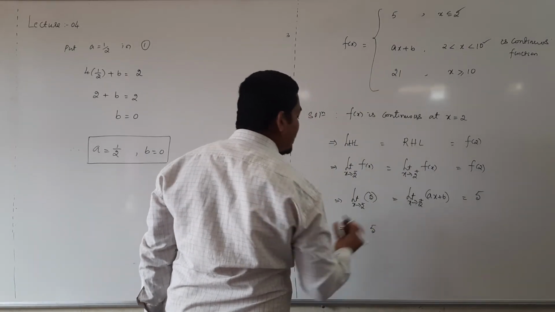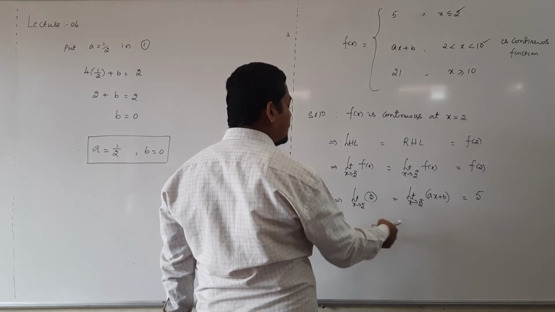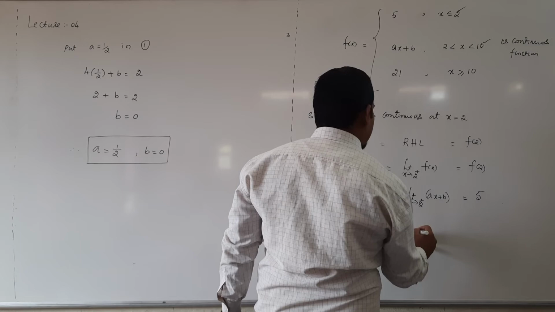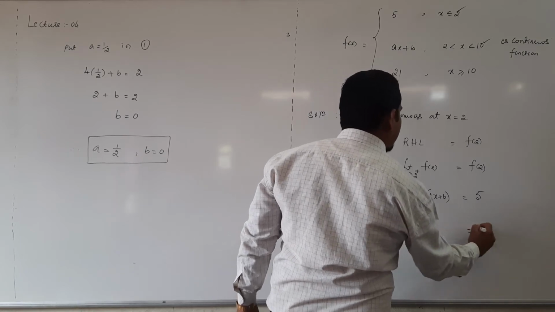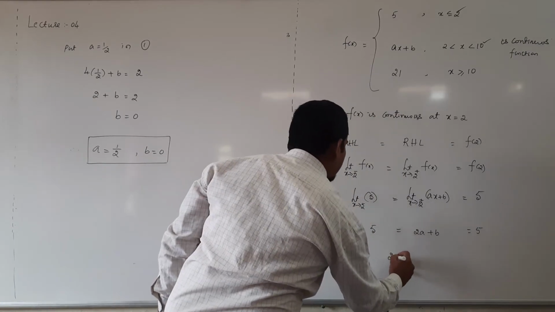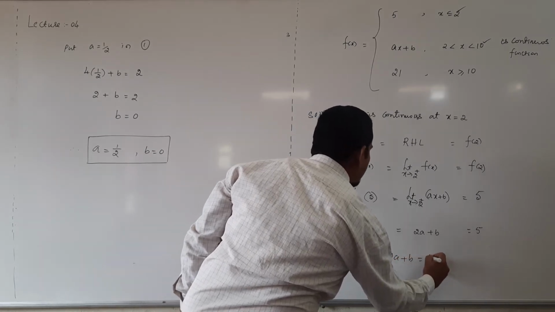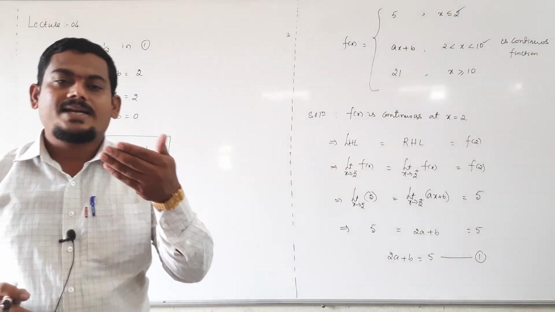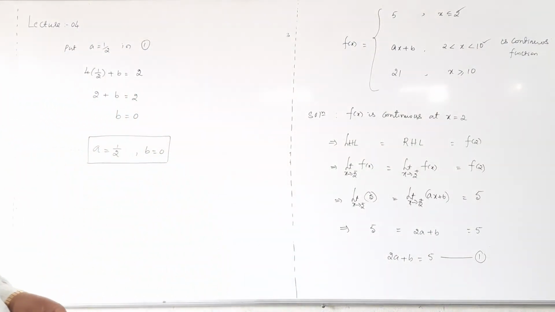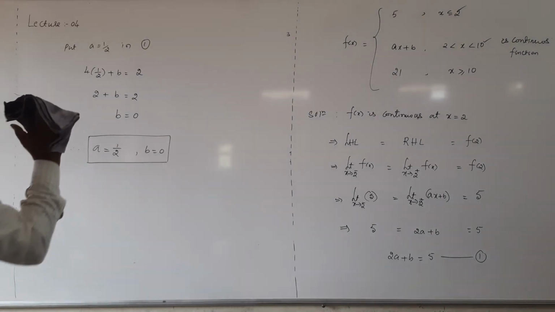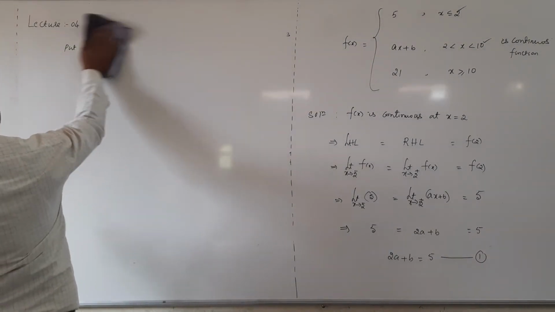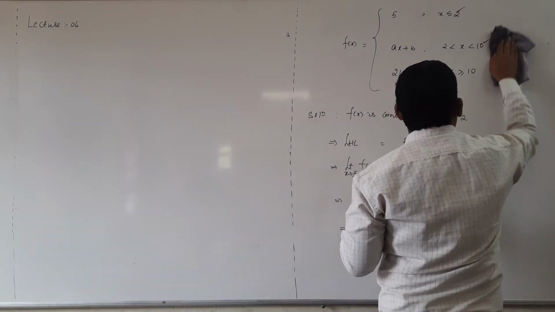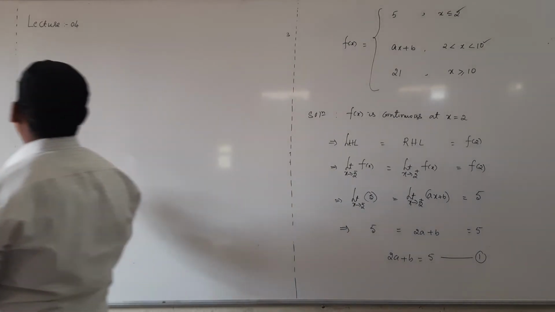Now it is independent of x, so the limit of 5 is 5 only. The limit of any constant is the constant. And 2a plus b is equal to 5. On simplification, 2a plus b equal to 5. Take this as equation number 1. It is continuous at 2 and it is also continuous at x equal to 10. Continuous function means it is continuous at each and every point.